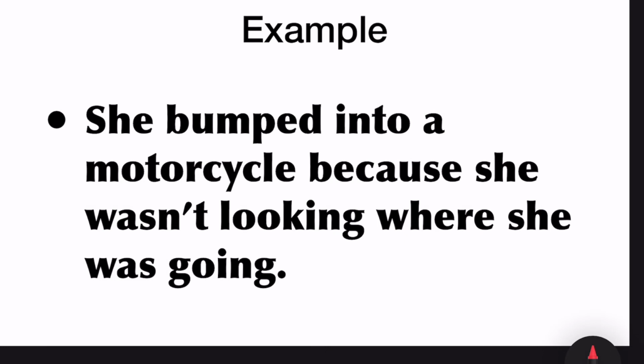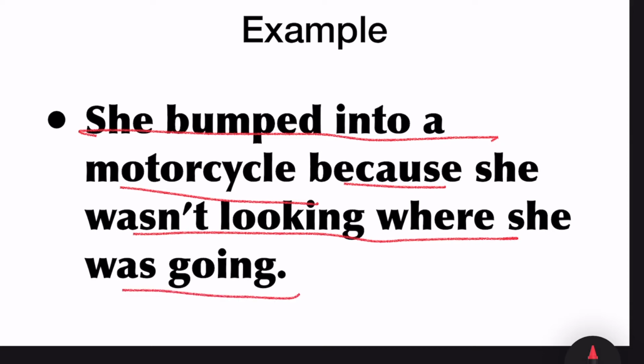Look at the example sentence. She bumped into a motorcycle because she wasn't looking where she was going. It means she collided into a motorcycle because she wasn't looking where she was going.